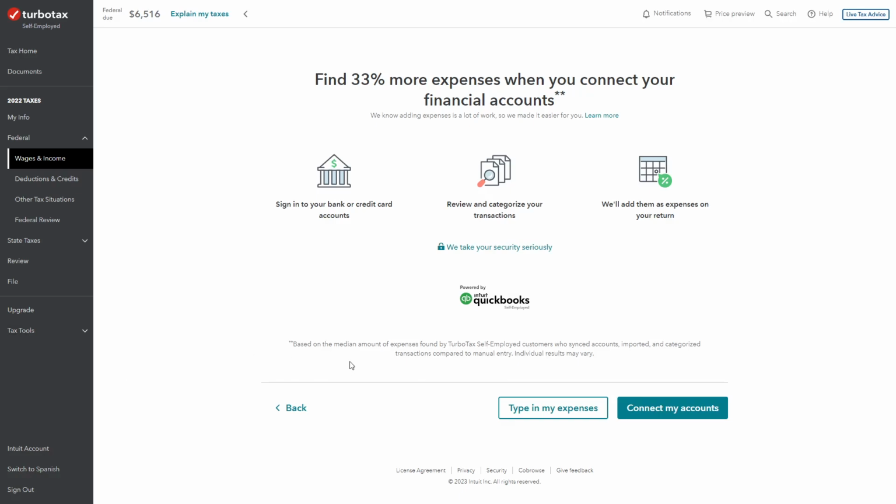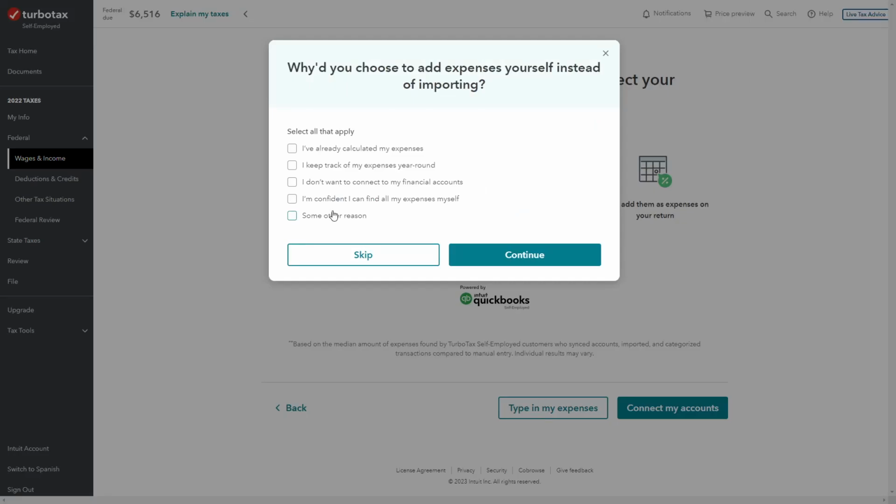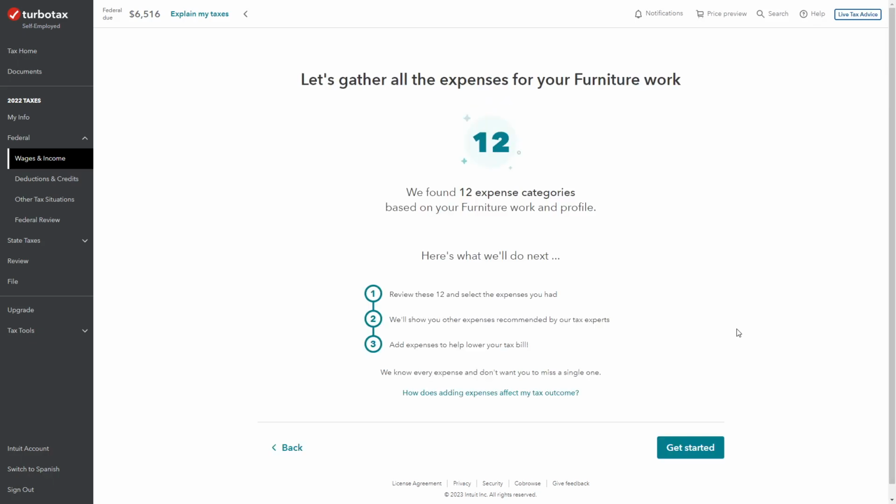So these next screens are where we're going to start to enter the information on the expenses of the business. So it prompts us here to be able to connect our bank accounts, our credit cards, and then download that data automatically. Now that can be quite helpful, but in our case here, we're not going to need that because John has already prepared some financial statements. So instead of connecting, we're just going to type in our expenses by ourselves. And it does ask us, why are we doing that? And I mean, select all that apply. In our case, we're just going to say, look, we've already calculated all of our expenses. We track it. So we're going to go ahead and continue through.